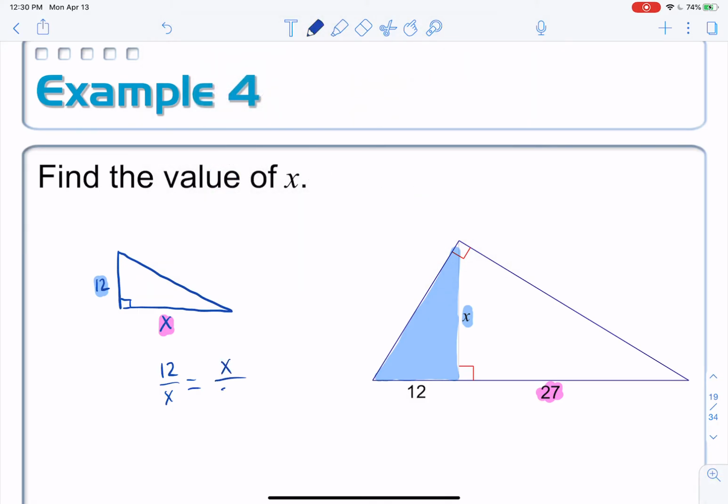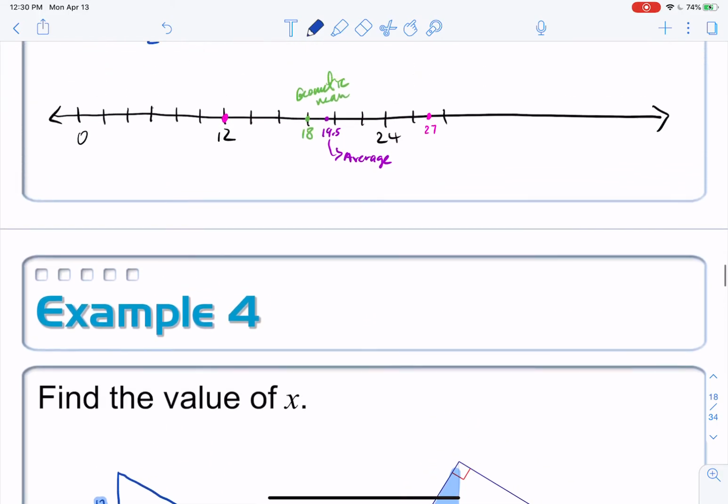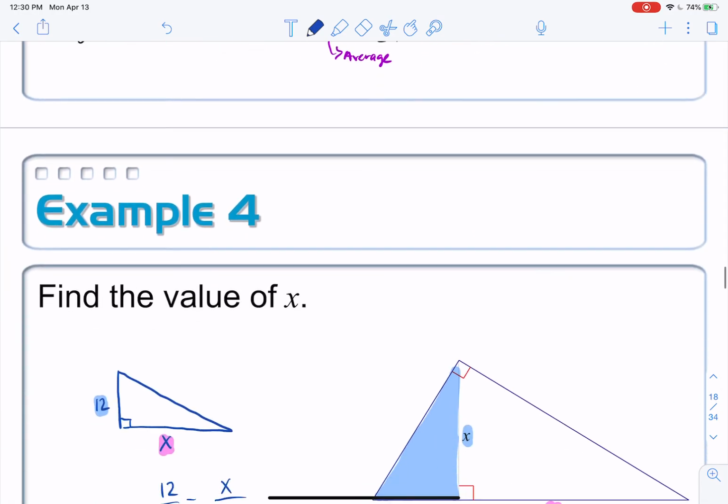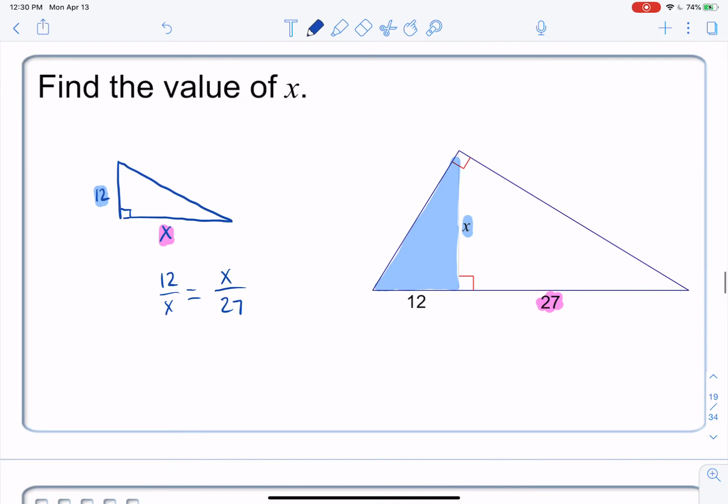X over 27, wait a minute, that looks familiar. I've already solved this proportion. I solved it right up here, didn't I? 12 over x equals x over 27. That's exactly what I get. And I already saw that that's equal to 18. And it's significant because that's the geometric mean.